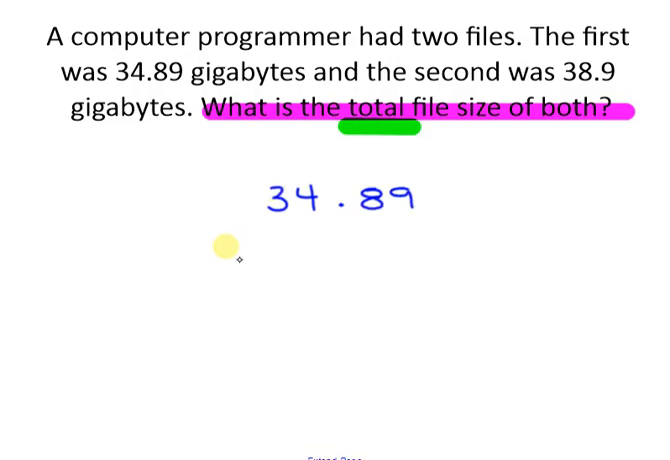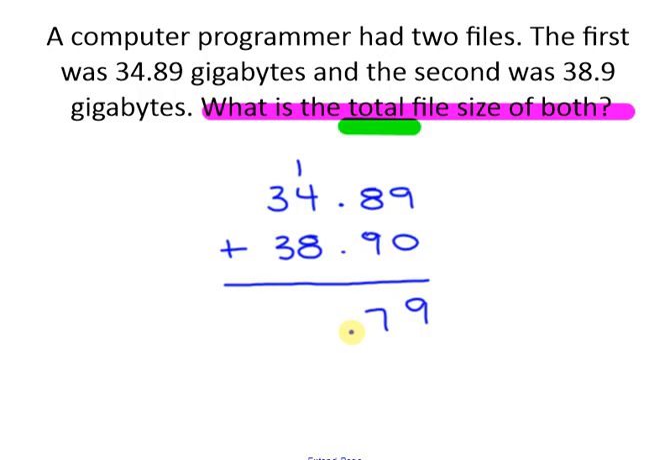34.89 plus 38.9, and I'm going to add a 0 as a placeholder at the end. 9 plus 0 is 9. 8 plus 9 is going to be 17. Carry the 1, but bring down your decimal. 4 plus 8 is 12, plus 1 is 13. 3 plus 3 is 6, plus 1 is 7. So your final answer is 73.79 gigabytes.